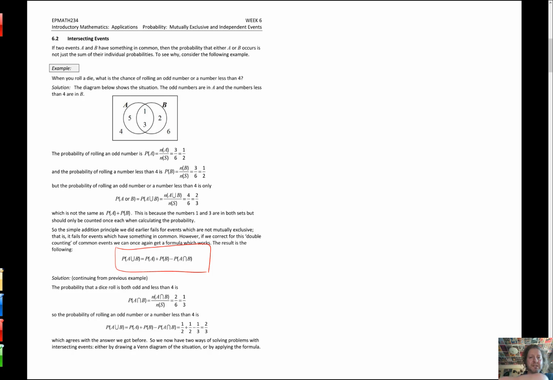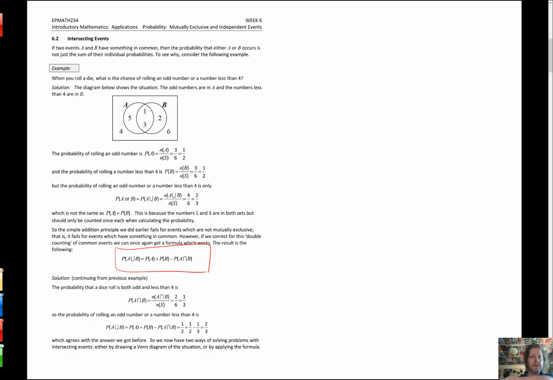Now event A that's being discussed is that I get an odd number. So the event A in the circle has 1, 3 or 5. They're the only odd numbers out of 1, 2, 3, 4, 5, 6. Event B is that the number is less than 4. Well, how many numbers are less than 4 in 1, 2, 3, 4, 5, 6? Only 1, 2, 3.